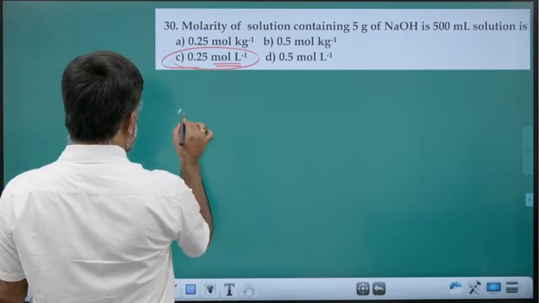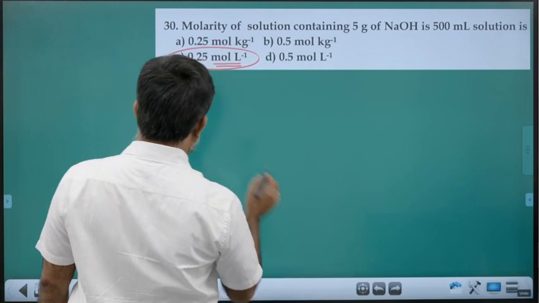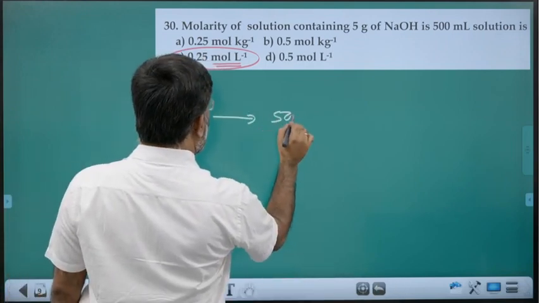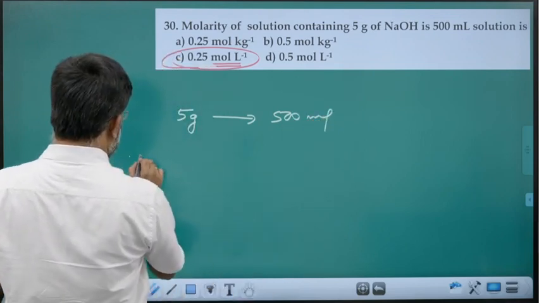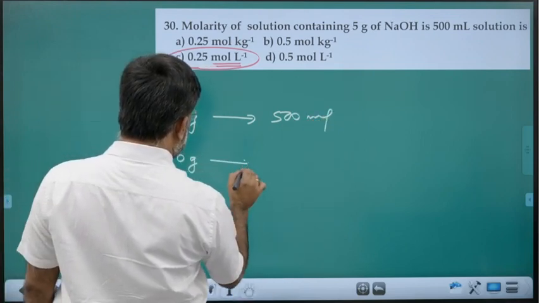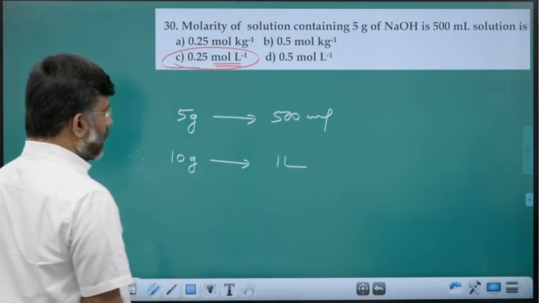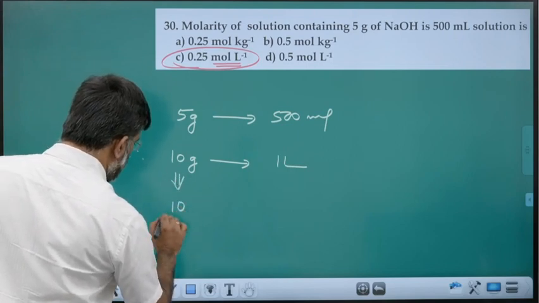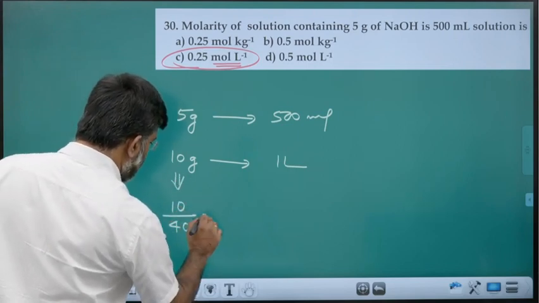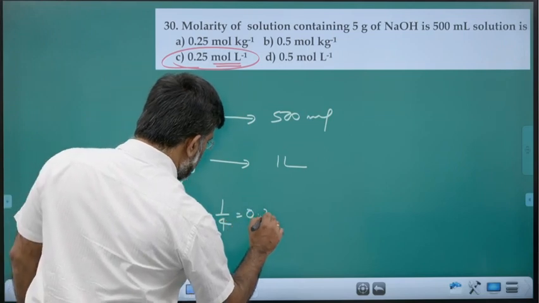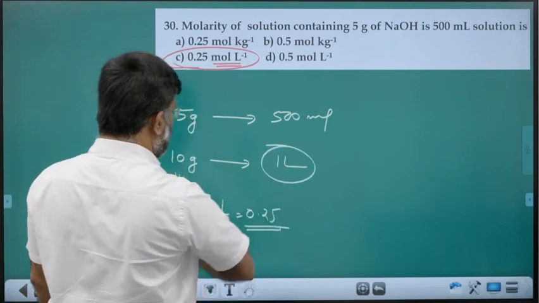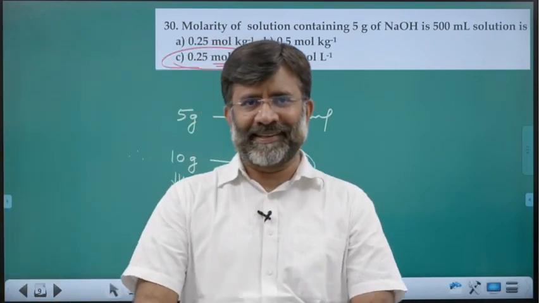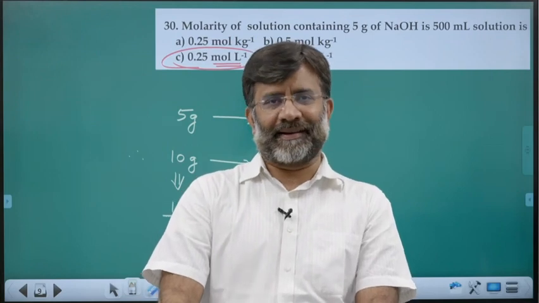You see, 5 gram in 500 ml solution. Therefore, 10 gram in 1 liter, 1000 ml. 10 gram means how many moles? 10 by NaOH's 40, that is 1 by 4, that is 0.25 mole per liter. That's all. All this is to be done in the mind, not written. 0.25 mole per liter. Okay.